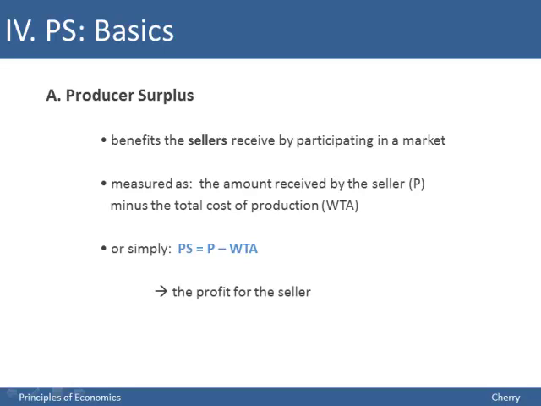Right? So we talked about consumer surplus being the profit for buyers, and that's a little bit of a new concept for most people. This is the profit for sellers as we typically think of profit. Right? It's the price that they receive for selling something minus their costs.